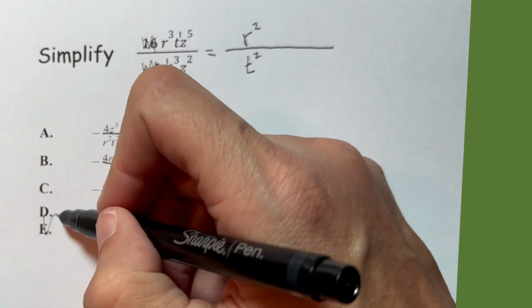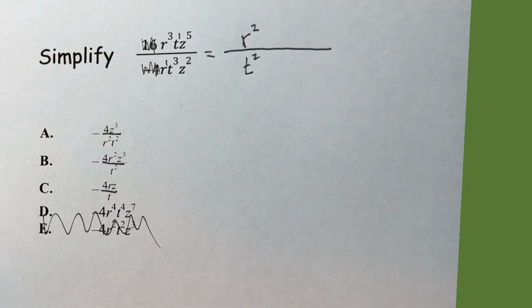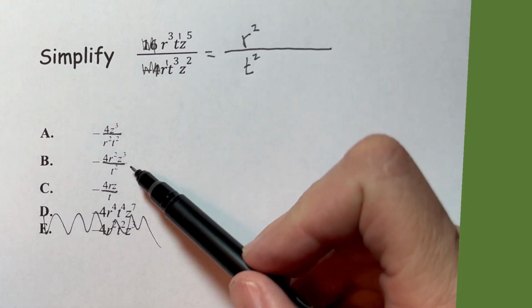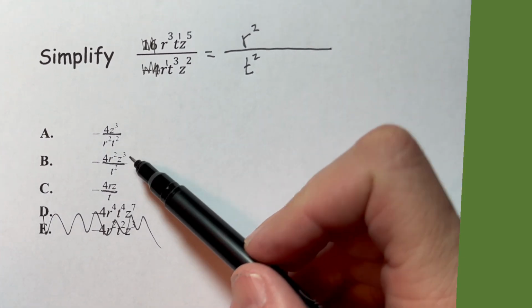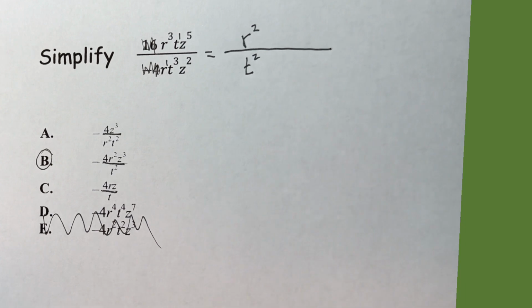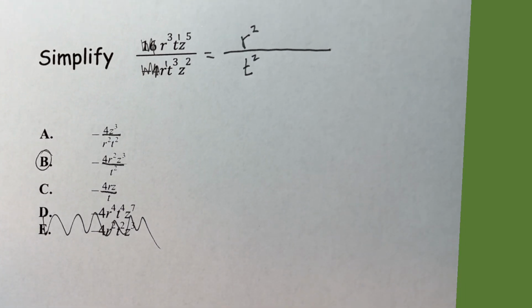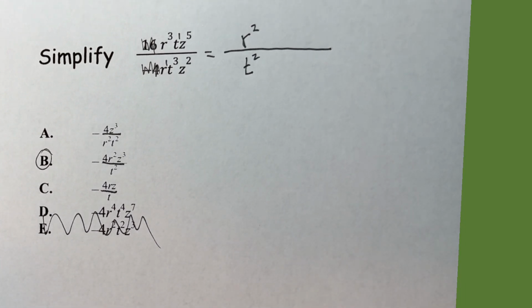Okay, we already know it's a fraction, so these are gone. Also, when I look at the answers, there's only one answer that has r squared on the top, and this is it, so that's our answer. If it was me, I would be done and moving on to the next problem. But we're going to finish it anyways.